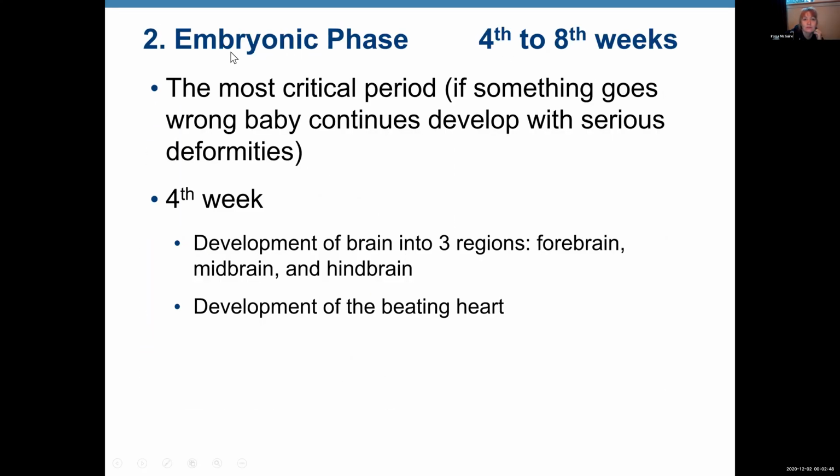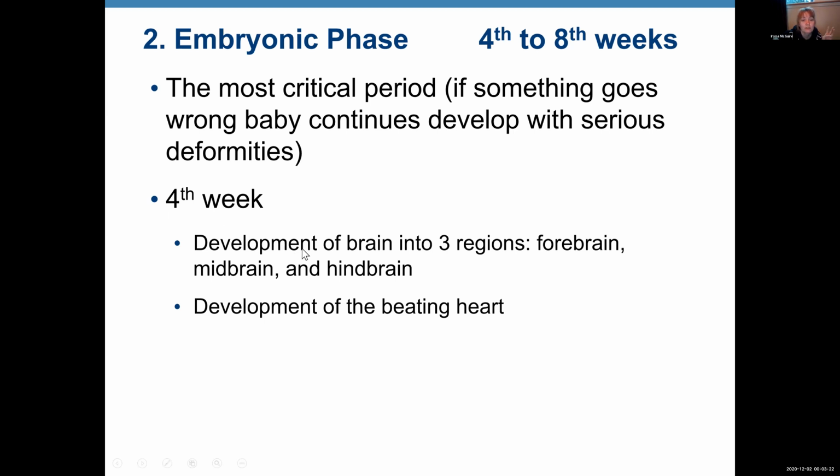Right, so then we moving to the embryonic phase, so 4 to 8 weeks, so after months, right, mostly. So that's the most critical period. If something goes wrong, baby continues develop with serious deformities. So if something goes wrong in pre-embryonic phase, then it will result in an abortion. So just embryo just dies. In embryonic phase, if something goes wrong, then the embryo continue to develop.